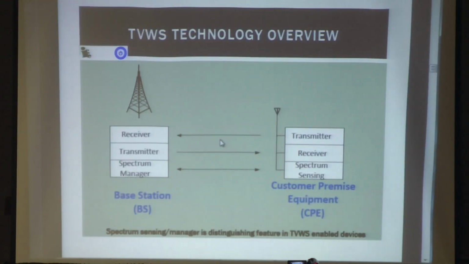Okay, so here I'm showing an example of the basic components of a TV white space device. There are two main components: a base station, and something called customer premise equipment, CPE. The base station is like any normal wireless transceiver, with a transmitter and receiver. But now you have this new unit over here, called a spectrum management / spectrum sensing unit, which is really a distinguishing feature of TV white space enabled devices.